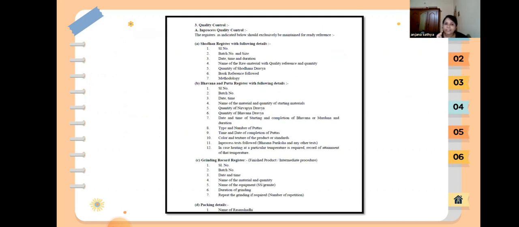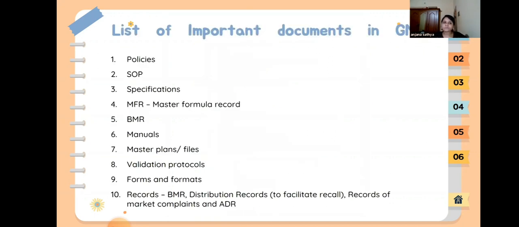And you can find that a separate register has to be maintained for Rasaushadhi, like the Shodhana register, and the Bhavana Puta register for Marana, for Bhasmikarana. In the Shodhana register, you can find the serial number, batch number and size, date, time and duration, name of the raw material with quality, reference and quantity, the quantity of Shodhana Dravya, reference book followed, and methodology. By this you can follow the procedure later on also. This is what is explained in part 2 of GMP.